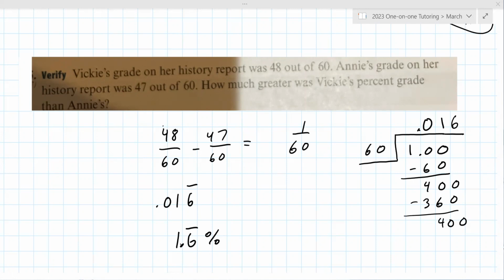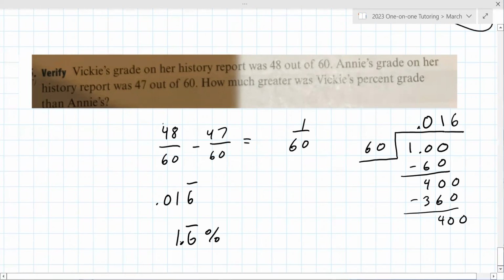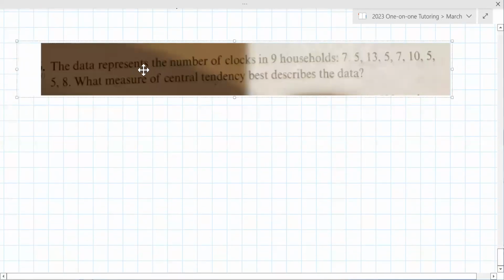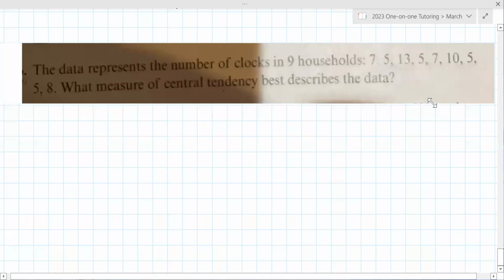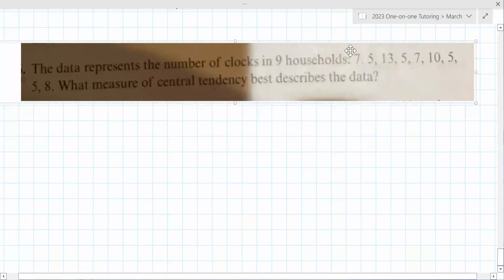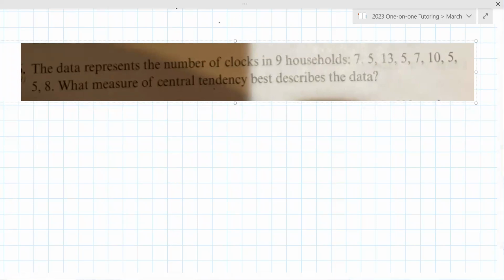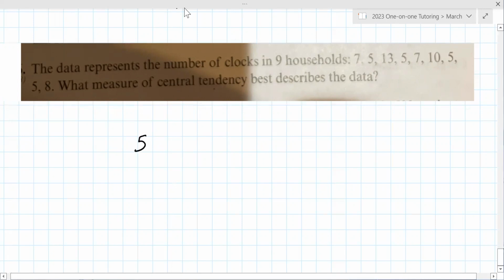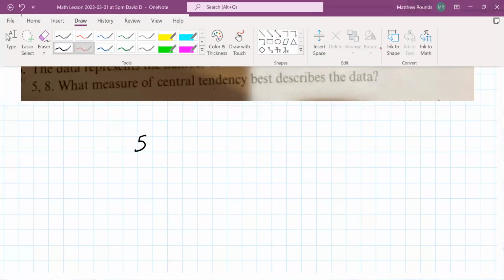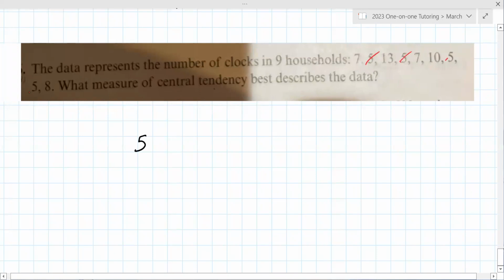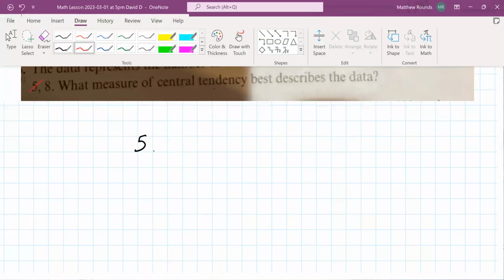The data represents the number of clocks in 9 households. Which measure of central tendency best describes the data? It represents the number of 1, 2, 3, 4, 5, 6, 7, 8, 9. Okay, I would write the data in order, and to do that, you write the number, and there's a bunch of them, but you kind of cross them out each time. There's 1, 2, 3, 4. So there's 4 5s.